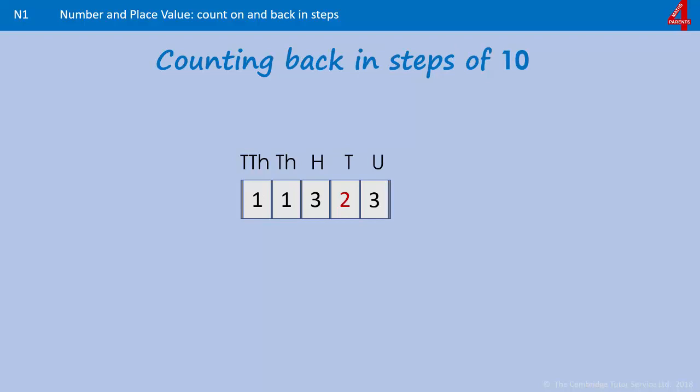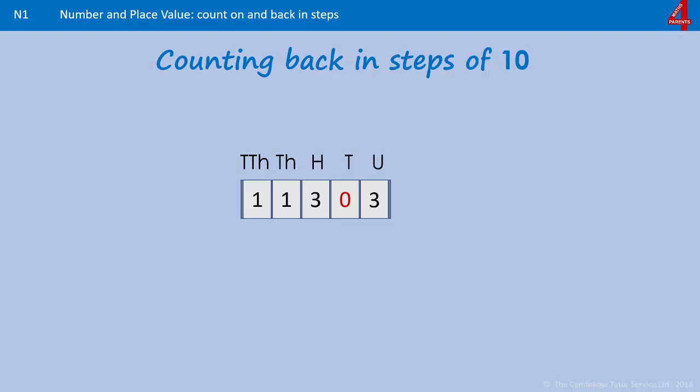Counting back in steps of 10, again the units will not change as long as we're counting back only in steps of 10. The others will change depending on how far back we count. At the moment there are 2 lots of 10. We count back 10, we now have 1 lot of 10, and we count back another 10, we now have no tens. So currently we have 11,303.